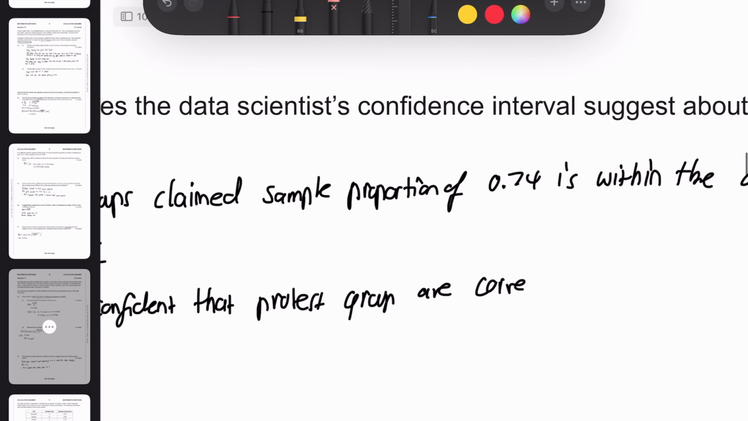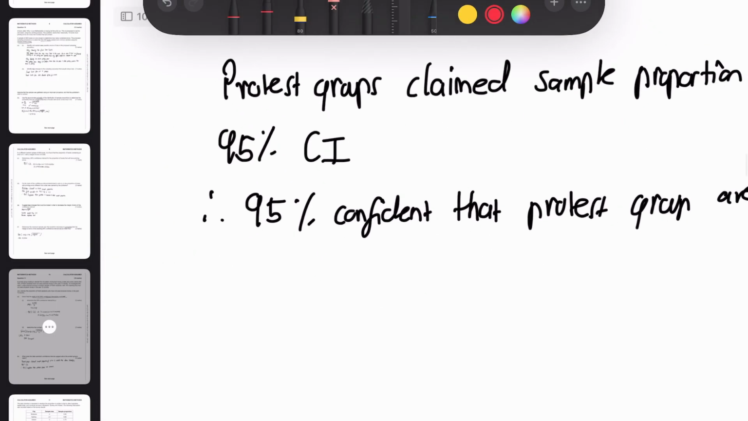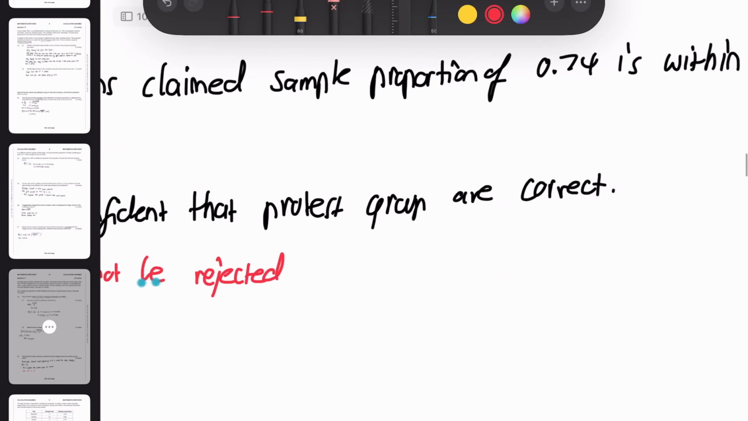Okay, now I'm just looking at the answer marking key. They word it as the claim cannot be rejected at the 95% confidence level. Okay, so the claim cannot be rejected at the 95% confidence level.